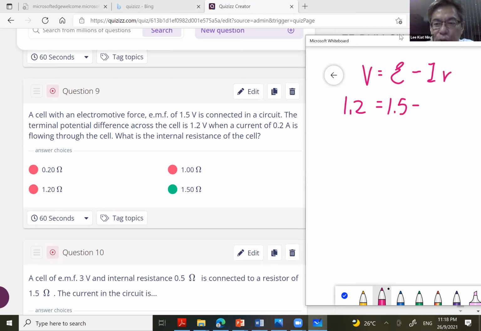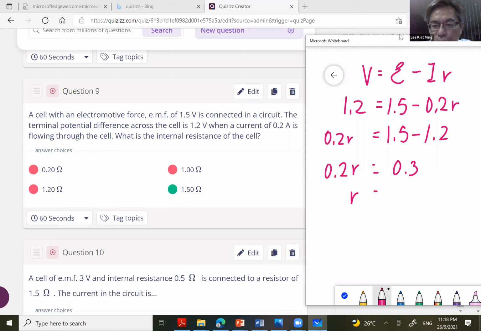Minus I 0.2. So you can see very clearly, we're going to move negative 0.2 R to the left, becoming positive 0.2 R on the left side. And then 1.2 volt, we move it to the right side, minus 1.2. Therefore, you end up getting 0.3 on the right and 0.2 R on the left, which gives R equals 0.3 over 0.2, which means 3 over 2. There you go, you're going to get the value 1.5 ohm. Basically, it's an easy one. Do I make myself clear?